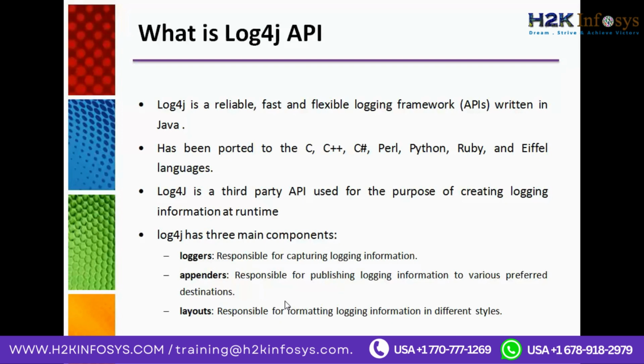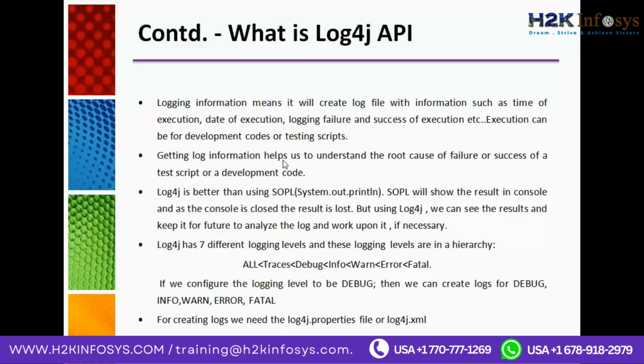Further analysis of Log4j tells us that it's going to create logging information with information such as the time of execution, or the date of execution, or the minutes and seconds of the execution of a particular line of the script or line of a Java code. And this kind of logging information actually helps us in what? It helps in handling untoward events. If you find out that a particular test suite has failed, this kind of log information helps to understand the root cause of failure or success of a test script or a development code.